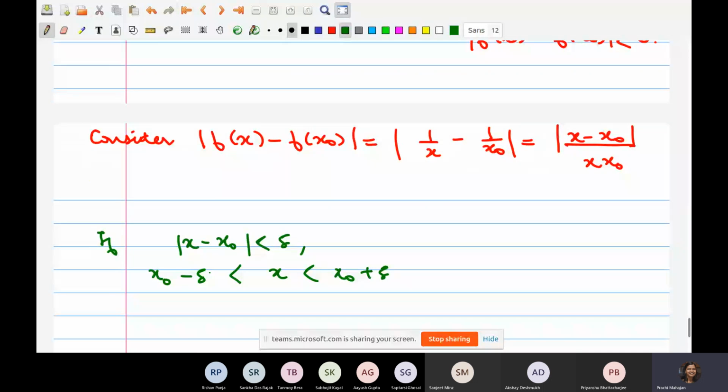Which means that I have the reciprocal of x here, right? Where do I have the reciprocal of x? I'm looking at the reciprocal of x here. I need an upper bound on the reciprocal of x. Now, an upper bound on the reciprocal of x amounts to a lower bound on little x. A lower bound on little x is bounded below by x naught minus delta. Now, somebody wants to tell me what I should choose delta to be?